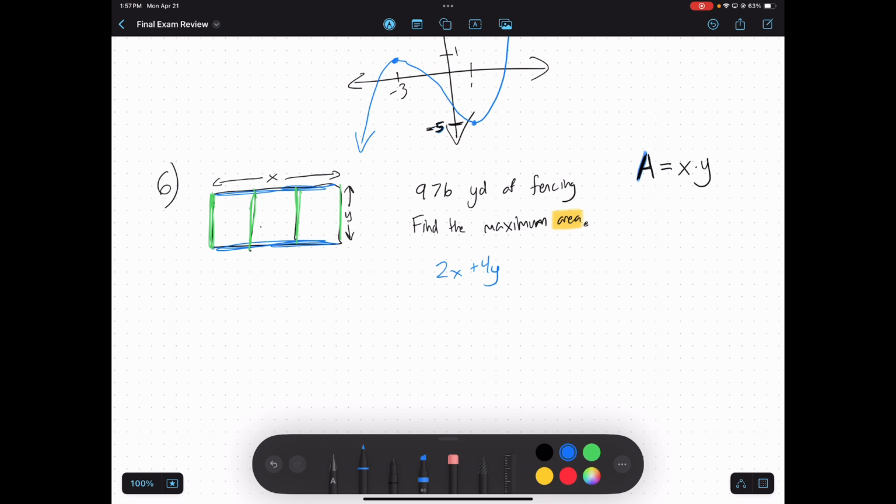Awesome. So there's my perimeter equation, and that is equal to 976. All right. What do I do with that? Solve for one of the variables.